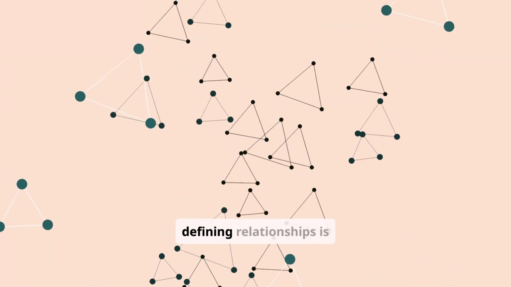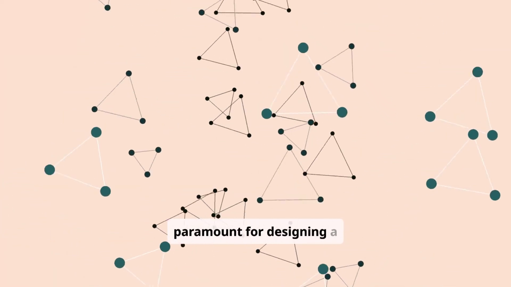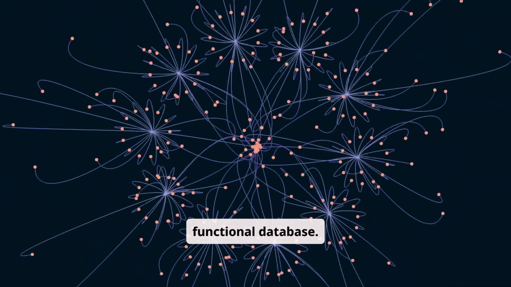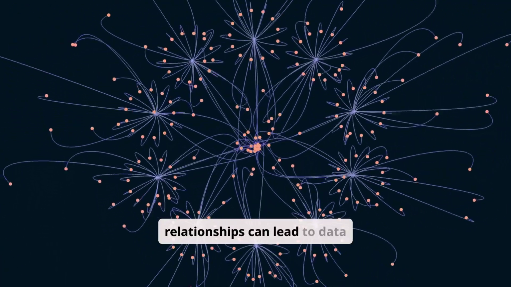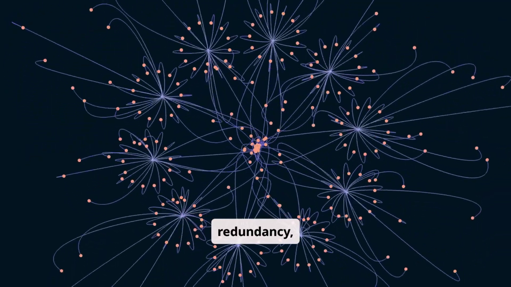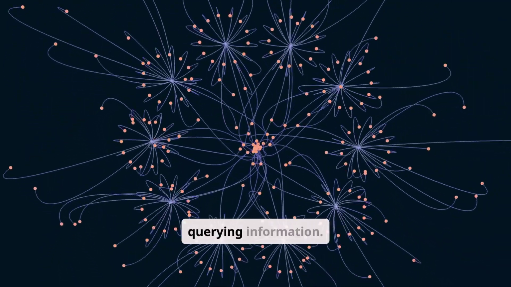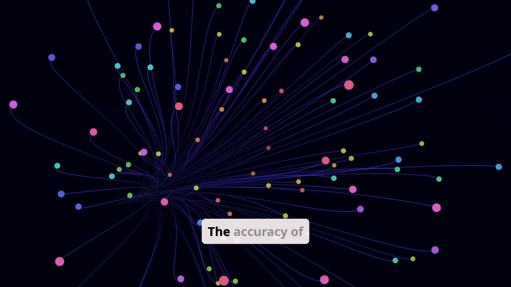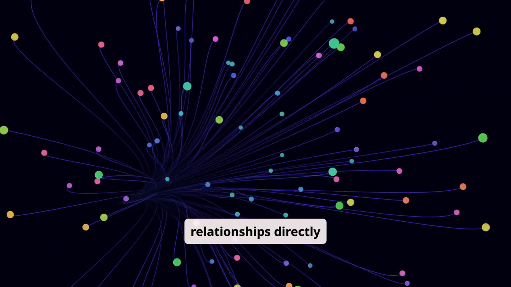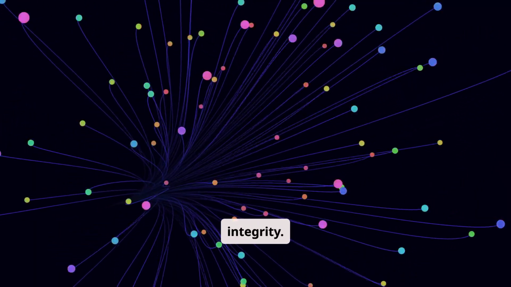Understanding and correctly defining relationships is paramount for designing a functional database. Incorrect relationships can lead to data redundancy, inconsistencies, and difficulties in querying information. The accuracy of relationships directly impacts database integrity.